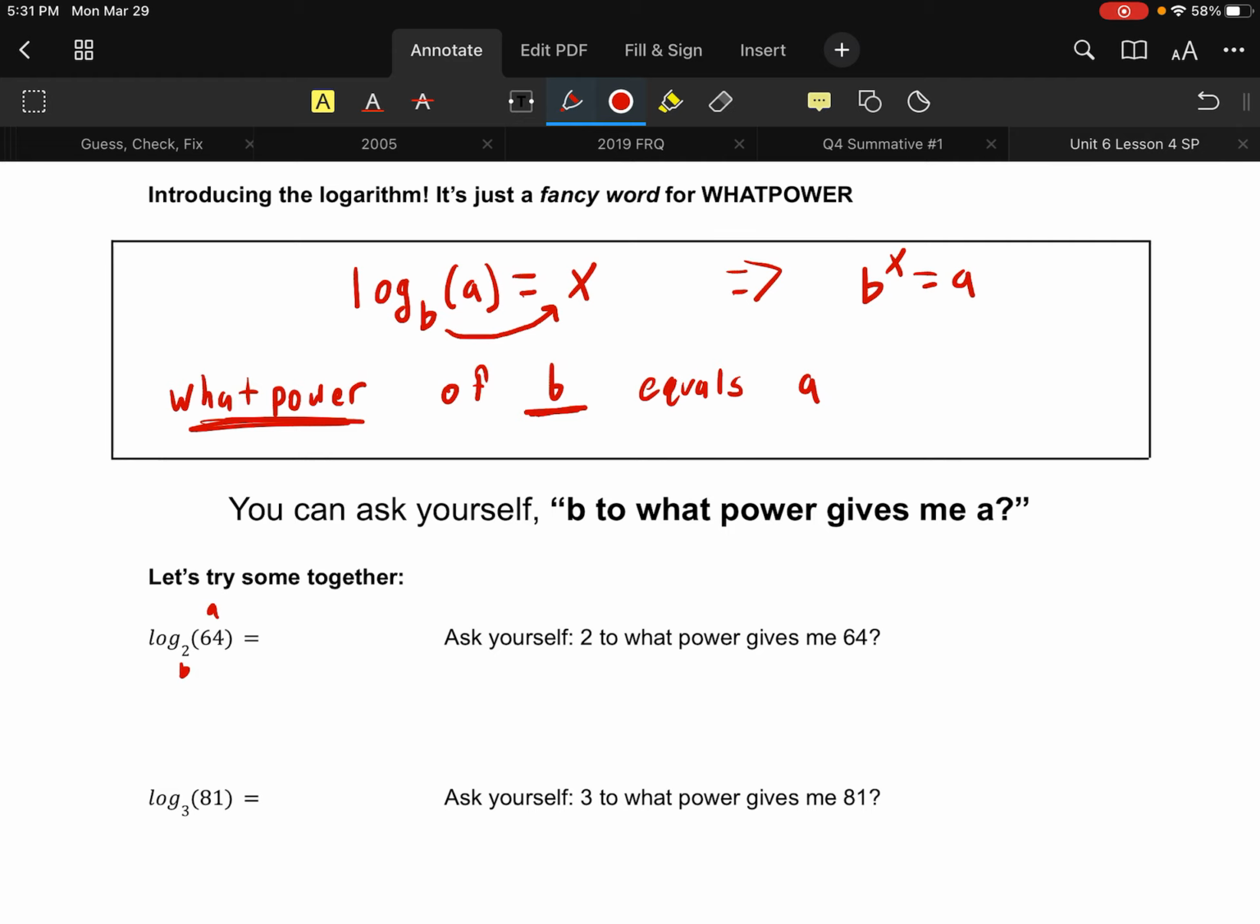What power of 2 gives me 64? This is actually to the 6th power. 2 times 2 times 2 is 8. Another 2 times 2 times 2 is 8. 8 times 8 is 64, so it's 6.